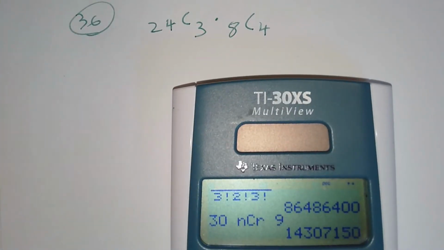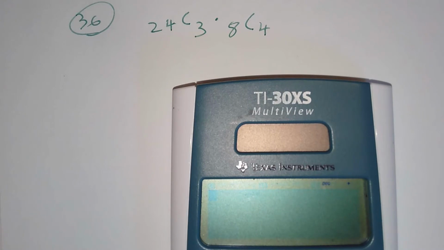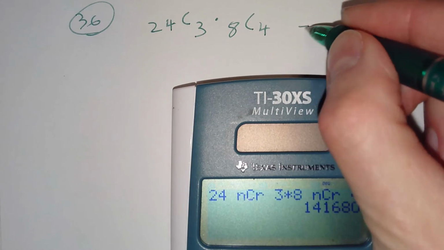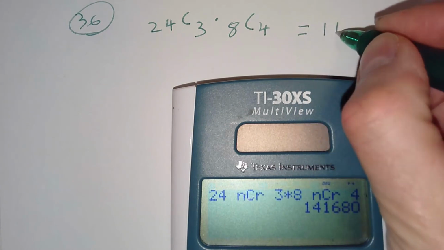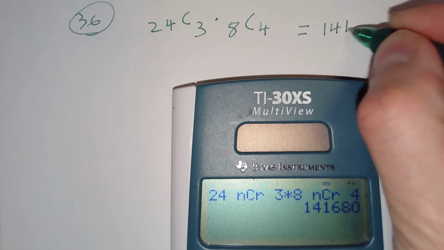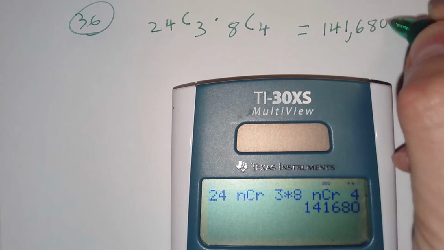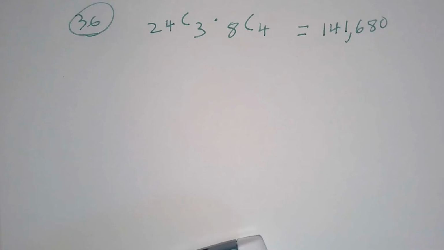So let's type that in our calculator. We're going to do 24, option number 2 under our probability, 3. And I'm going to multiply that by 8, nCr again, 4. So that gives us 141,680 ways. So that's how many ways the committee can be selected.